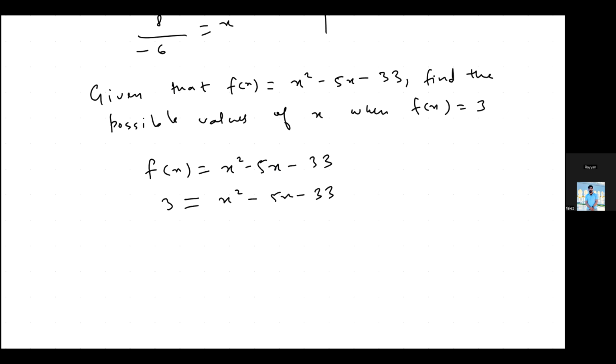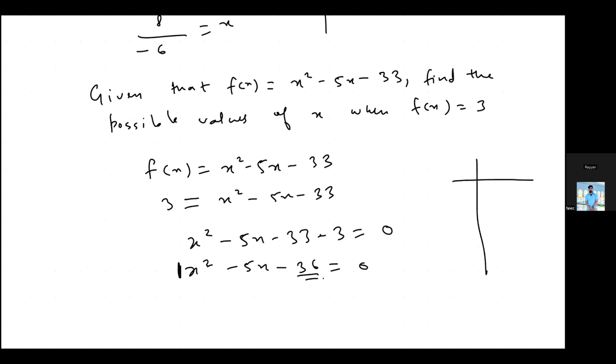You will write down x squared minus 5x minus 33. This will go to the other side, minus 3 equals 0 minus 3. So this will become x squared minus 5x minus 36 equals 0. Now you have to multiply this term 36 by the coefficient of x squared, which is 1 here because there is nothing written, so 1 is there. And then whatever answer came out, you have to take the LCM of that.